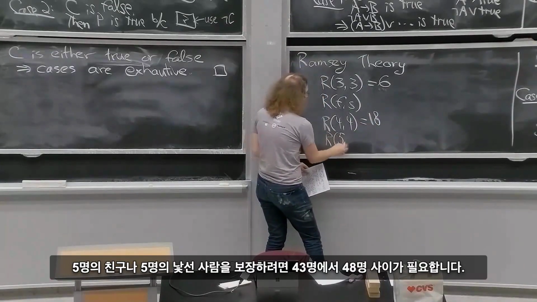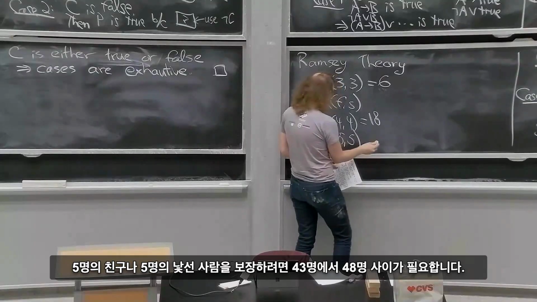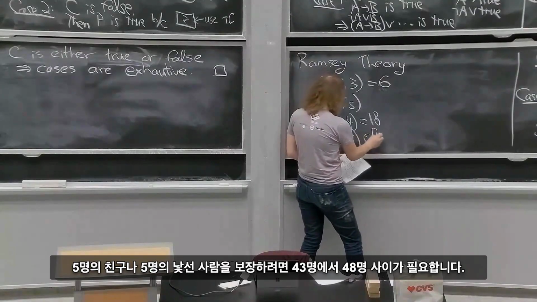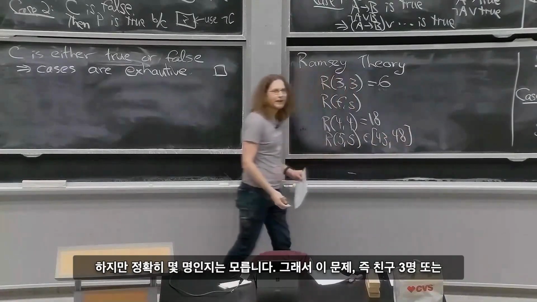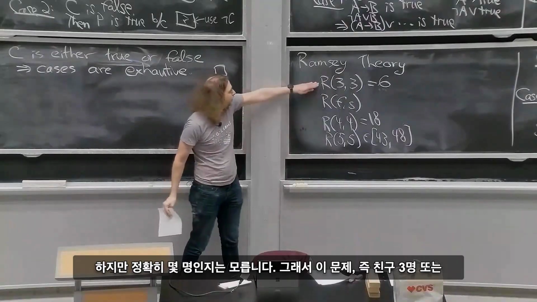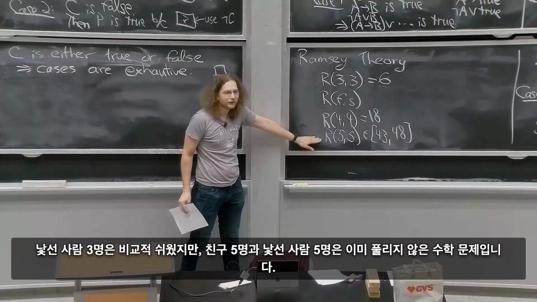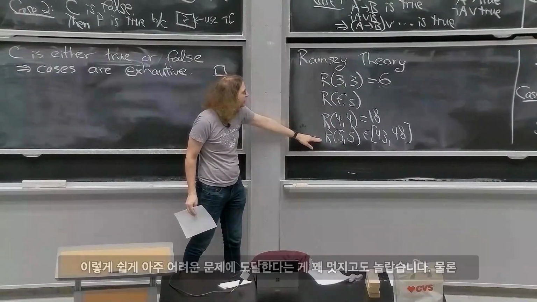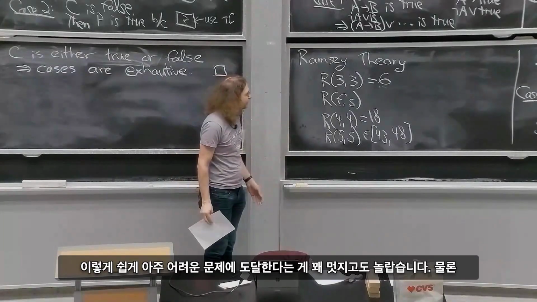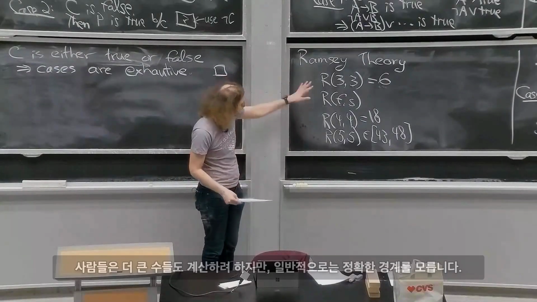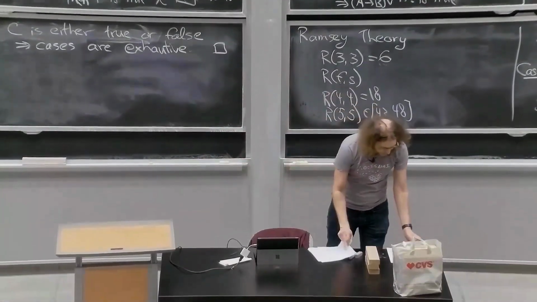If you want to guarantee 5 friends or 5 strangers, turns out you need somewhere between 43 and 48 people. But we don't know how many. So while this problem was relatively easy, 3 friends or 3 strangers, 5 friends and 5 strangers already is an unsolved mathematical problem. So that's kind of cool and crazy how easily you get to very difficult problems. Of course, people try to compute larger numbers too, but we don't have tight bounds generally.